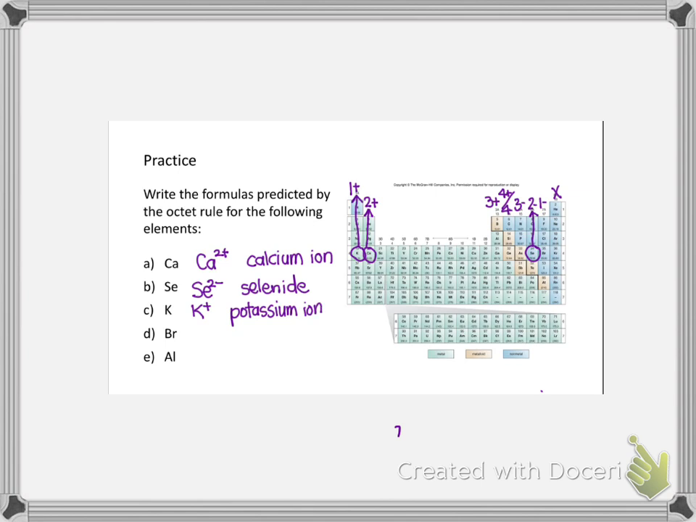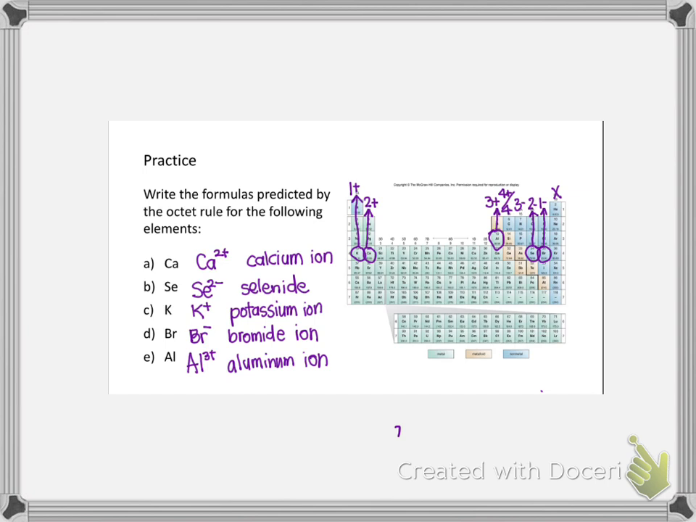Letter D, bromine. So bromine's here. It's a halogen. It's a negative 1. It's called bromide because for the negative one, the ion ending changes. And then finally aluminum, which is right here, is in 3A. It's a 3 plus. Called the aluminum ion.